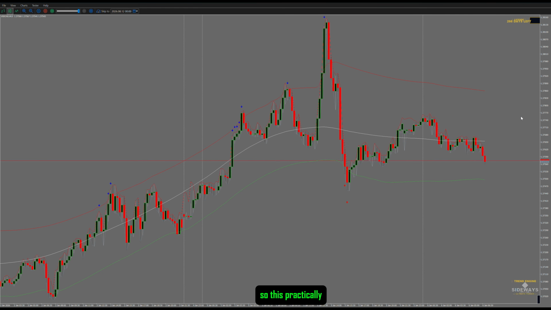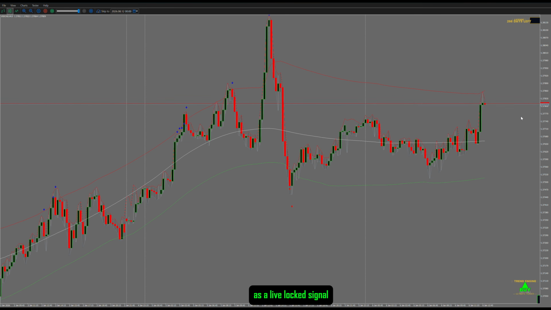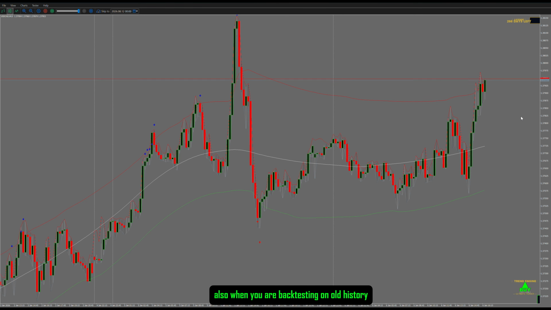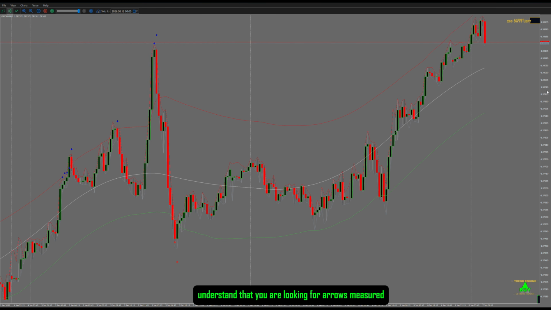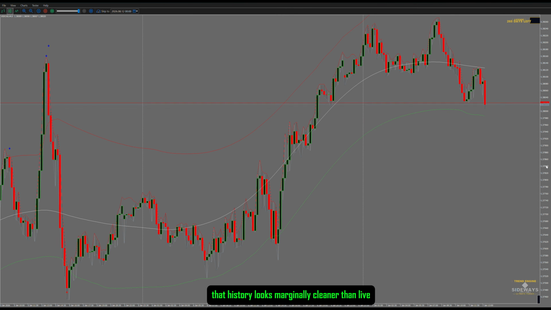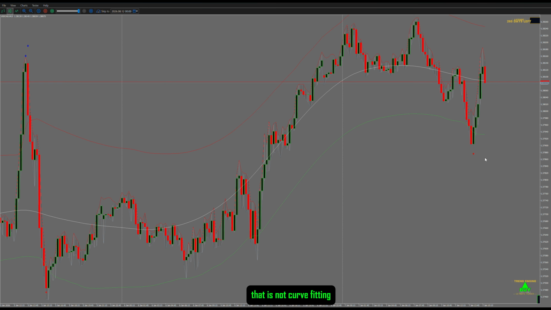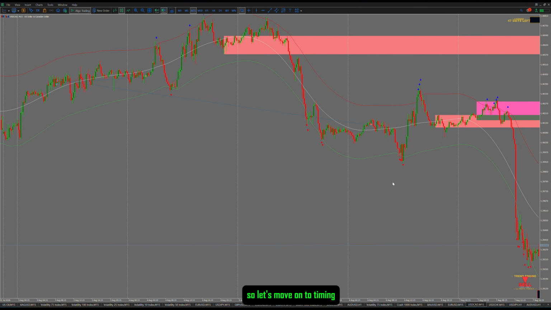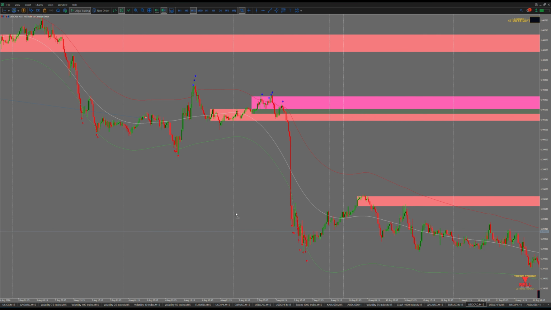So this practically means that you can trade the arrow at the right edge as a live locked signal. It's real, it's honest, it will not disappear on you. Also, when you are backtesting on old history, understand that you are looking at arrows measured against settled bands. Do not be shocked that history looks marginally cleaner than live. That is not curve fitting, that's just what a centered average is. So let's move on to timing a reversal on a higher time frame order block.